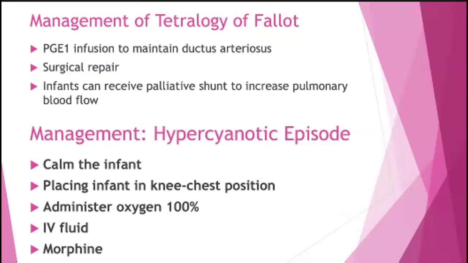So, tetralogy of Fallot key takeaways. It has 4 defects: pulmonary stenosis, VSD, overriding aorta, and right ventricular hypertrophy. Babies turn blue because blood bypasses the lungs. They can have cyanotic TET spells and need surgery to survive.